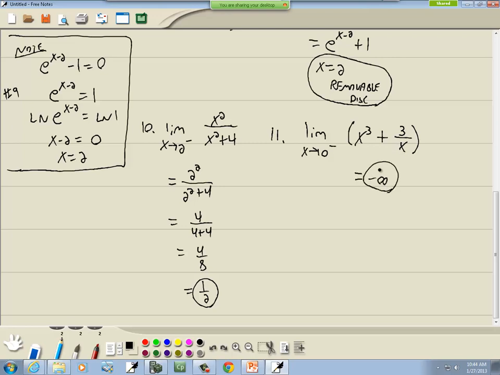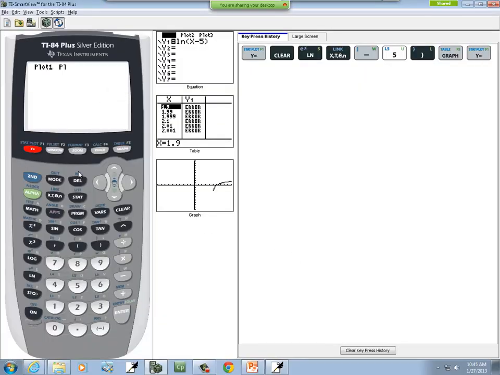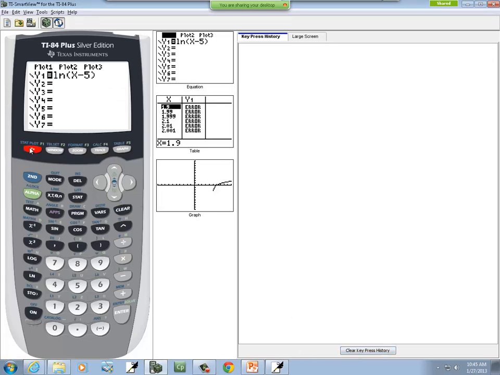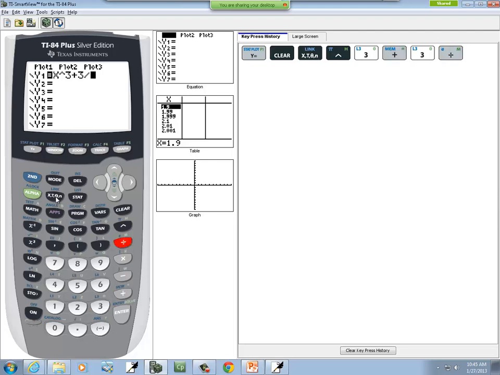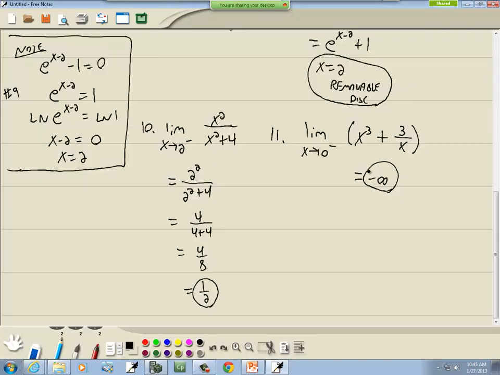Now, a very easy way to do this is to look at the graph, though. So let's go do that. Press y equals, press clear. We've got x to the third, so x caret 3 plus 3 over x. And then graph. You can see coming from the left-hand side, first it goes up, but then it goes down forever. So as it gets closer and closer to x equals 0, it's going down forever, skimming it, never touching it, never crossing it. That probably tells you what we have at x equals 0. It's a vertical asymptote there, but this is going to negative infinity.